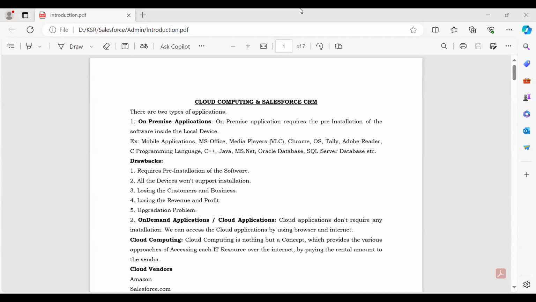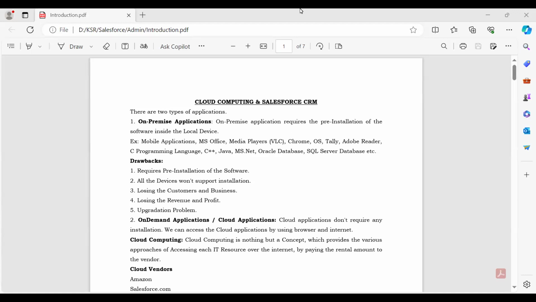So in the previous session, we have discussed what is Salesforce, why organizations or companies use Salesforce, what are the various products which are offered by Salesforce to their customers, and who are the prominent customers of Salesforce. Also, we have discussed the career opportunities in Salesforce and what is its future scope.